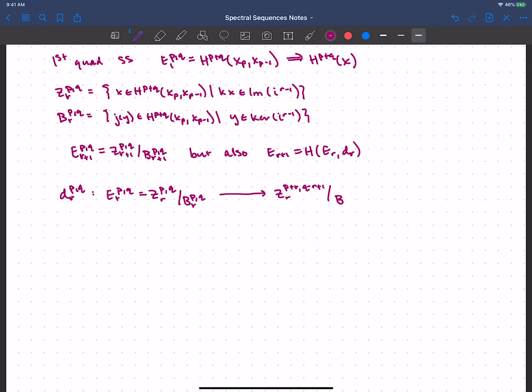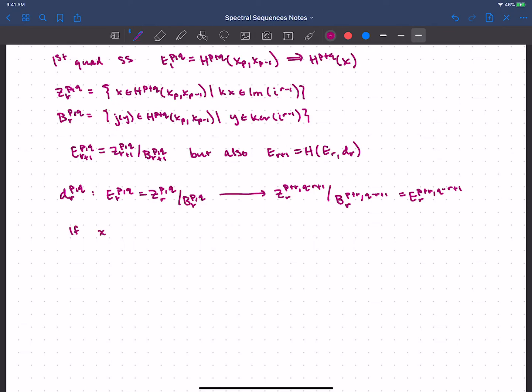But remember that our differential is supposed to go over r and down r minus 1, so we're going to land in Z_r^{p+r,q-r+1} mod coboundaries in the same place. Okay, and that's our E_r^{p+r,q-r+1}. Right, so that's just saying what the bidegrees are supposed to be. And we should make sure that this even makes sense.